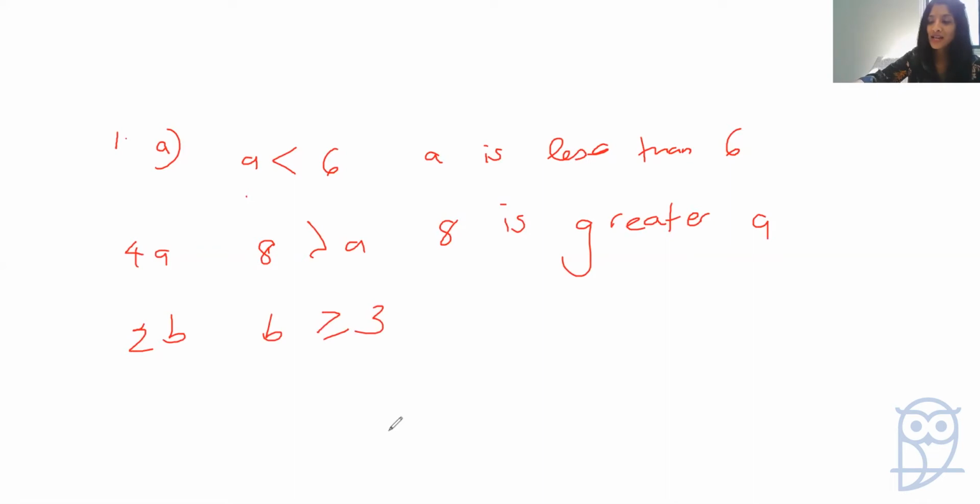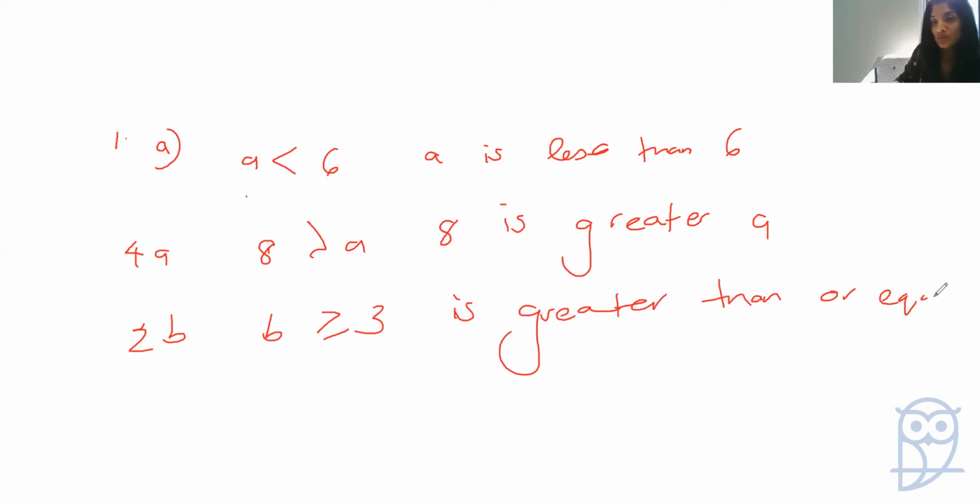If I have my sign sitting like that, what does that actually mean? I am saying that B is greater than or equal to 3.